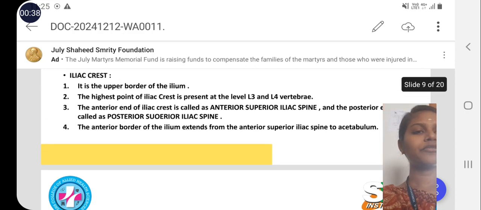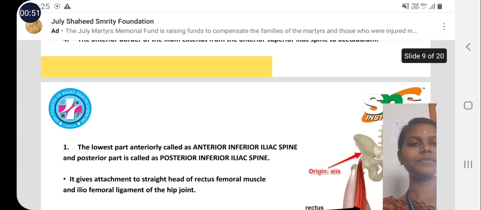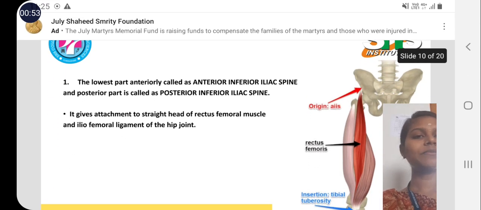It consists of anterior superior iliac spine and posterior superior iliac spine at the crest end. So the anterior border of the ilium extends from the anterior superior iliac spine to the acetabulum. The lowest part anteriorly is named the anterior inferior iliac spine, and in the posterior part it is termed the posterior inferior iliac spine. It gives attachment to the straight head of rectus femoris muscle and iliofemoral ligament of the hip joint.